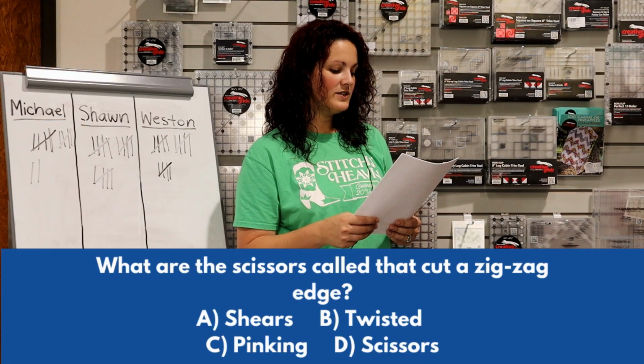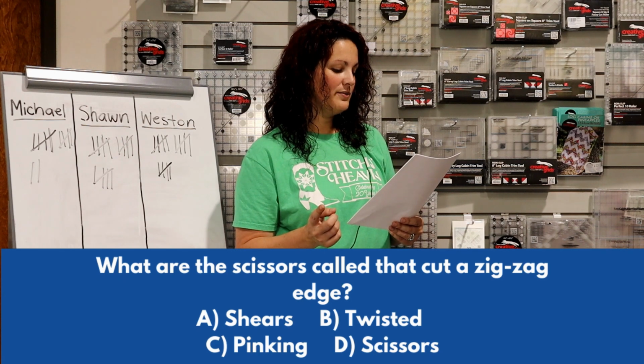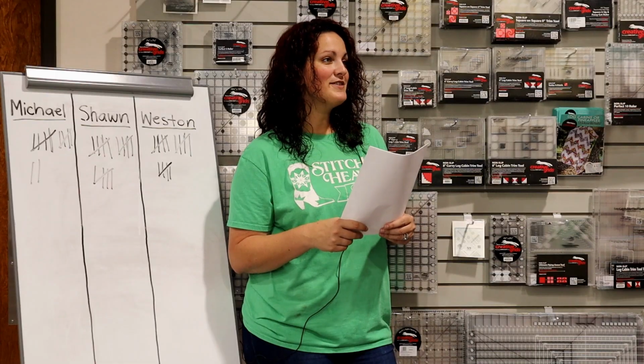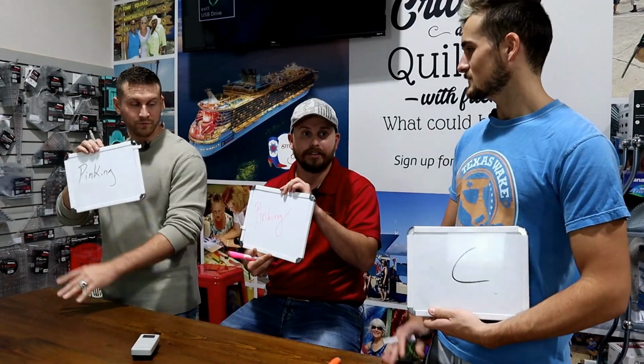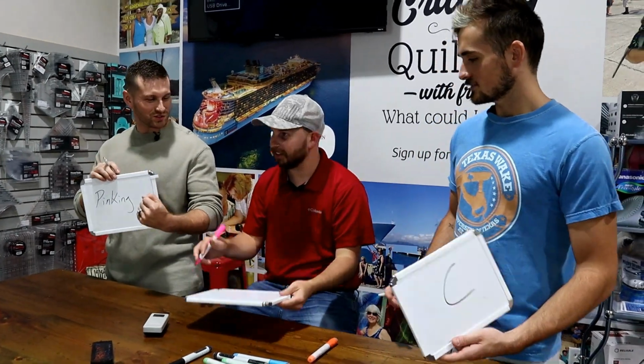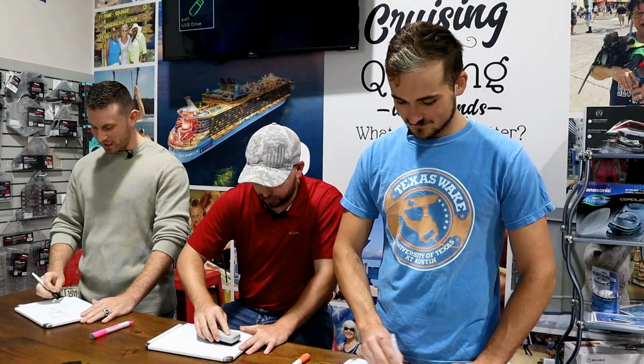Okay, what are the scissors called that cut a zigzag edge? A, shears, B, twisted, C, pinking, D, scissors. That question needs to go to the weft. I'm loving the looks on everybody's faces. You're putting me in a bind. Just because I have no idea what it is. Pinking. Yes! Yep. Nice. With the color. I'm so glad that was multiple choice.